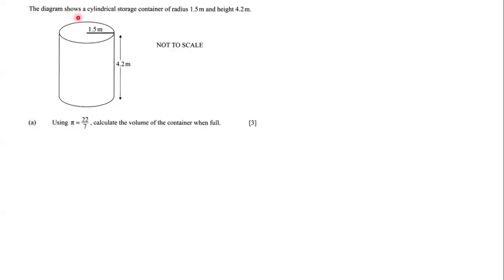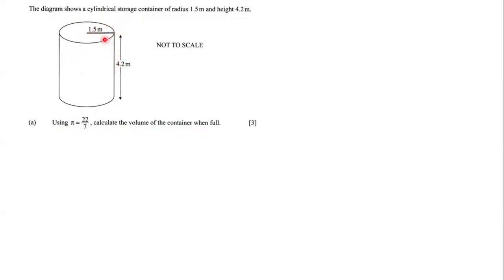The diagram shows a cylindrical storage container of radius 1.5 meters and height 4.2 meters. So here we have this diagram. It says using pi as 22/7, calculate the volume of the container when full. Now the volume of the cylinder, the formula is cross-sectional area multiplied by height or length.